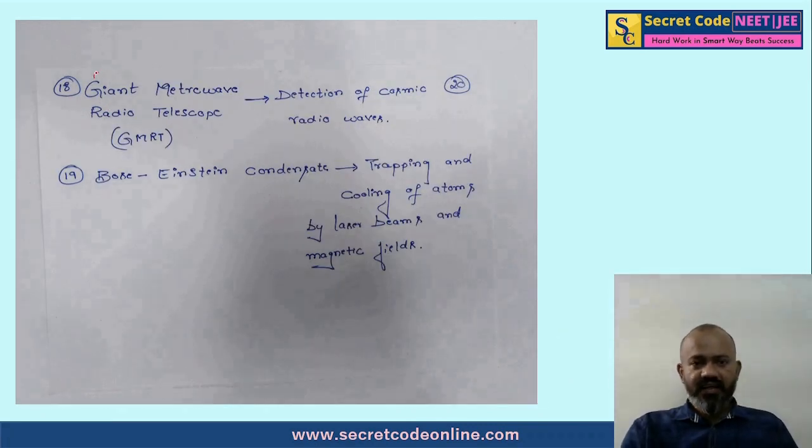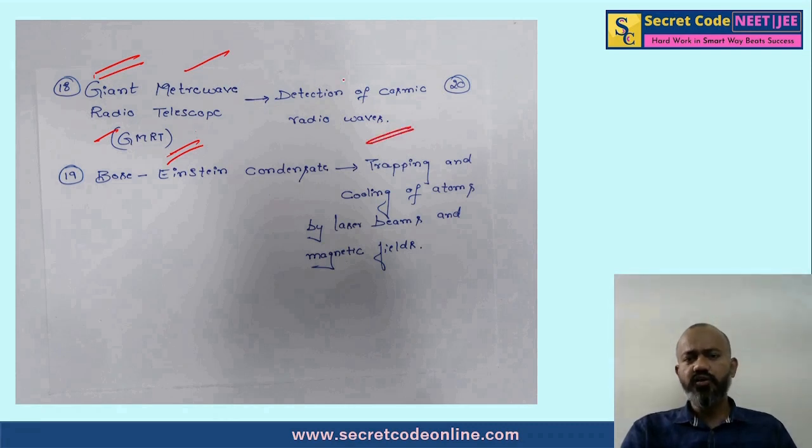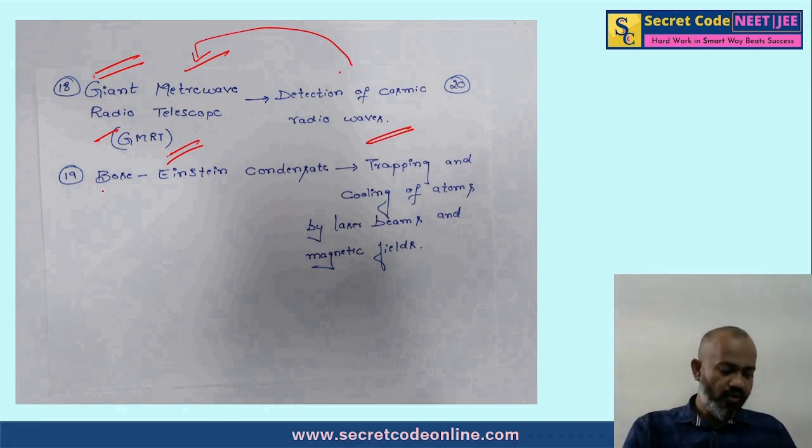Here, the Giant Metrewave Radio Telescope, GMRT, very famous. They use technology like detection of cosmic radio waves. Based on the detection of cosmic radio waves, the Giant Metrewave Radio Telescope is developed. Let's move on to the next one. Bose-Einstein condensate. This is one technology. I will explain what this is.